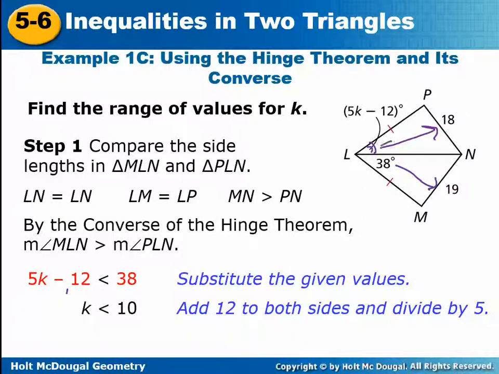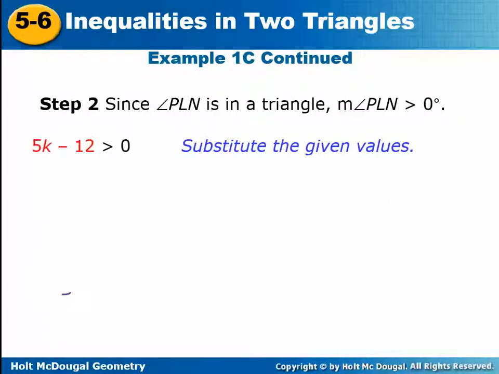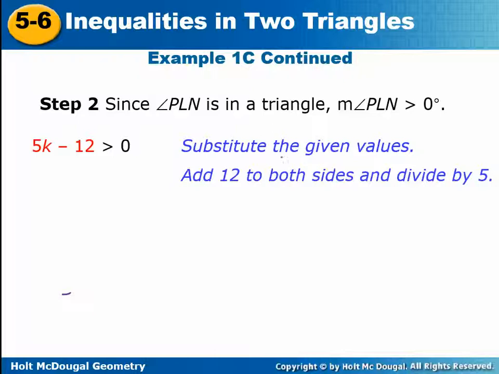But we couldn't have this angle here being a negative number. It also can't be 0. It has to be greater than 0. So we're going to write that this, 5k minus 12, also has to be greater than 0. Then we add 12 to both sides. And we get 5k is greater than 12. And then we divide both sides by 5, and we get a decimal.